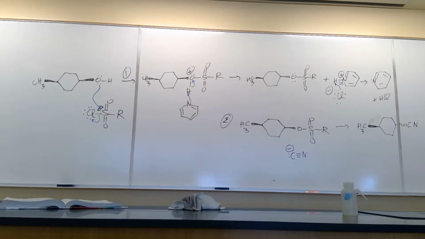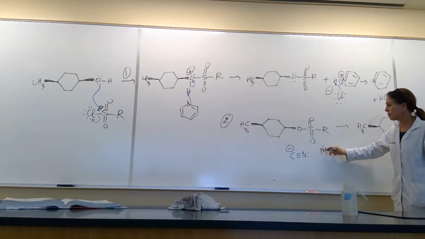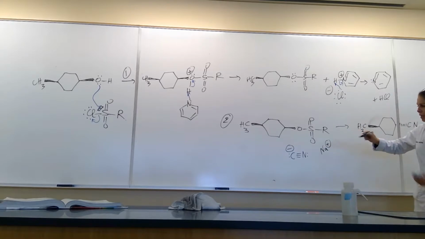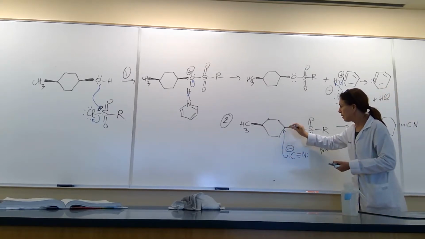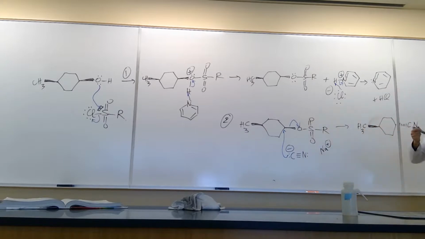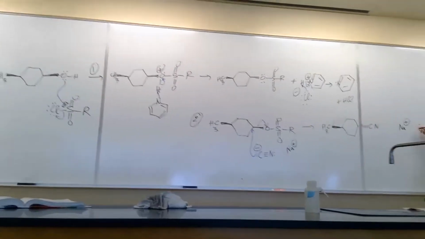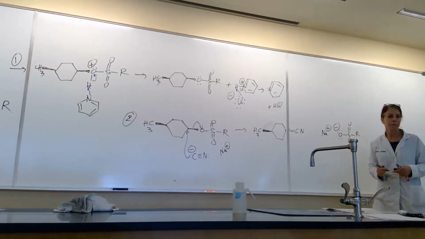So what happened next is you're going to end up with Na plus. There's an Na plus here. So this attacks, this leaves, but it's a back attack. You understand? So back attack means inversion of configuration. So you end up with Na plus and then an O, SO, R minus.